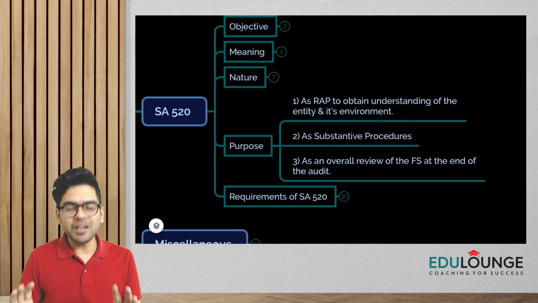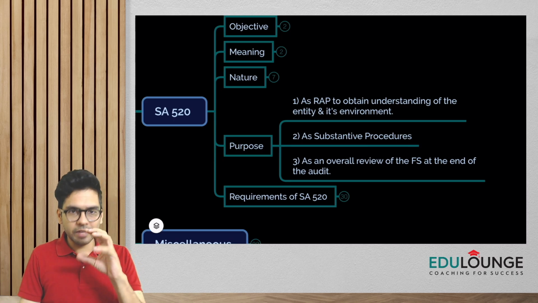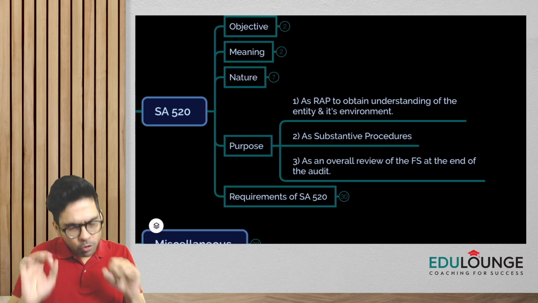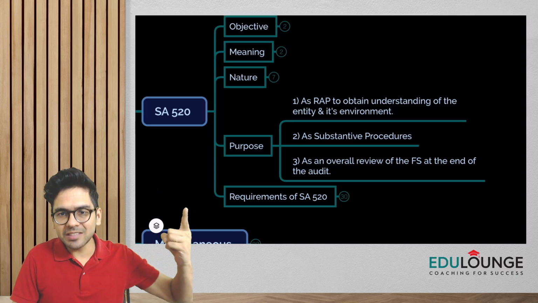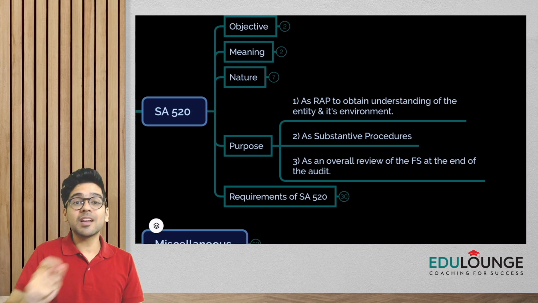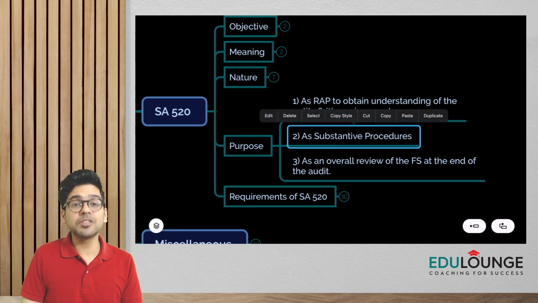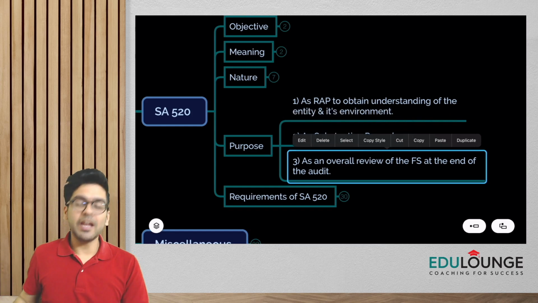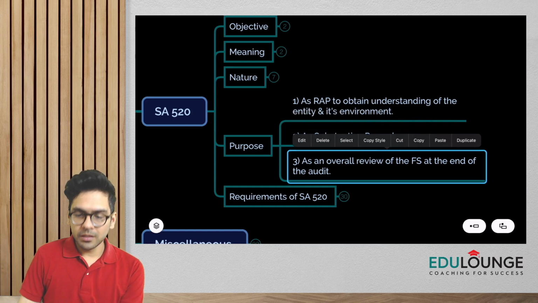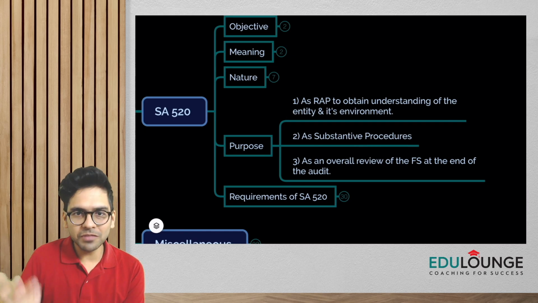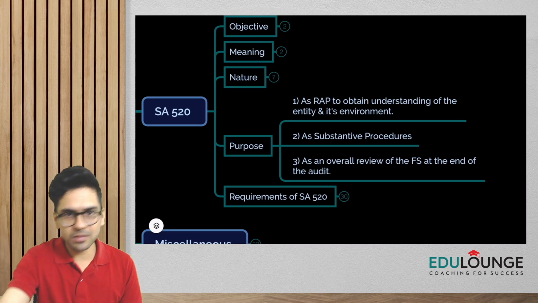But please be attentive, guys. What I'm trying to tell you next is very important. Please understand that SA 520, no doubt analytical procedures can be done at 3 stages, but SA 520 only focuses on analytical procedure which is done as substantive procedures, and analytical procedure which is done towards the end of the audit. But the analytical procedure as RAP is covered in 315. It is a part of 315. I told you about RAP. RAP is covered in 315.